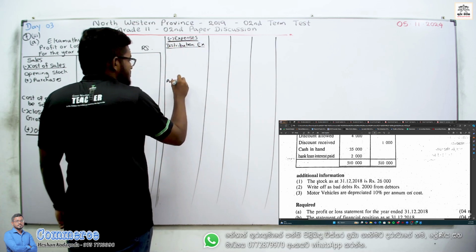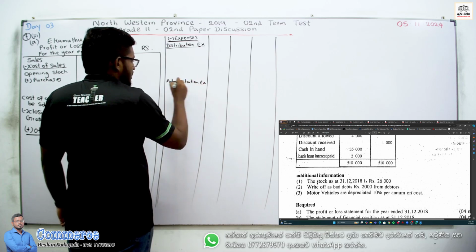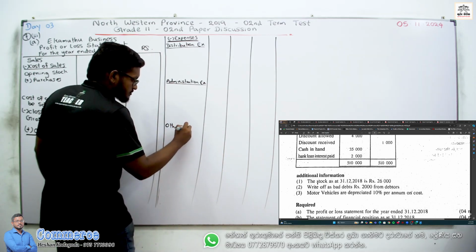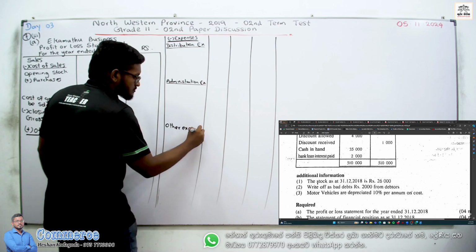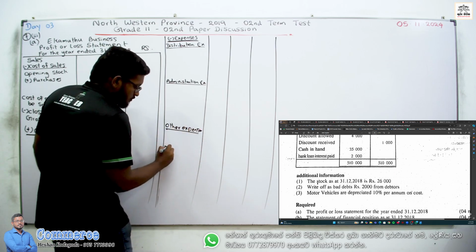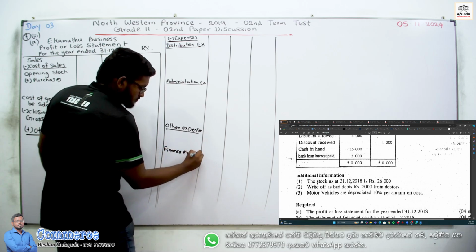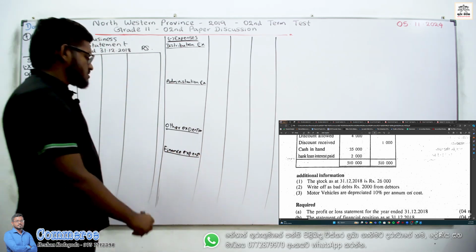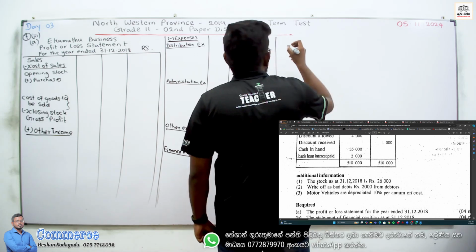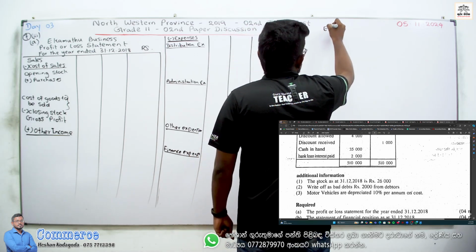Administration expenses, keep 7 lines. Other expenses, keep 3 lines. Then finance expenses, keep 3 lines. So at the same time, let's draw the number B. You know, this is a single business.